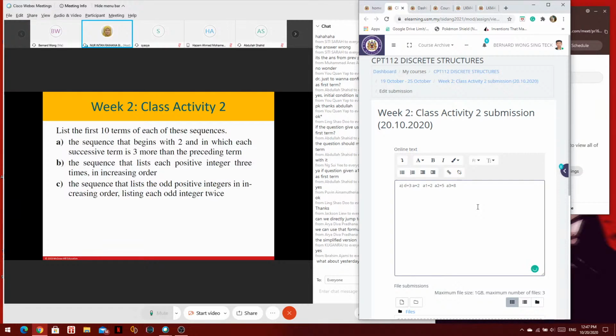And C, the sequence that lists the odd positive integers. Odd positive means what? 1, 3, 5, 7, because it's positive, right? Integers include negative and positive integers. In increasing order, listing each odd integer twice. So you can just type your answer in the submission link. Don't forget, just write the sequence. Thanks for the answer. Thanks for the question.